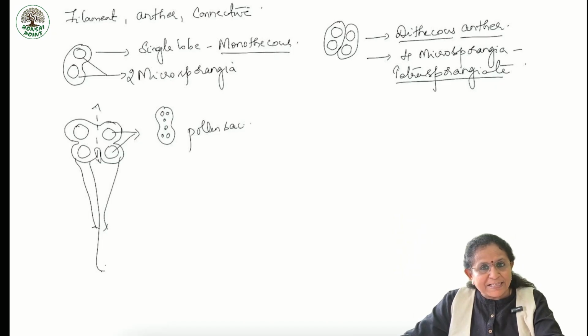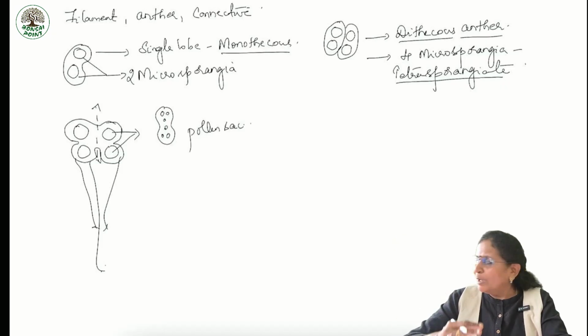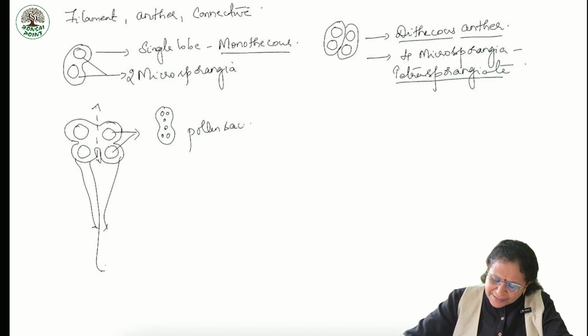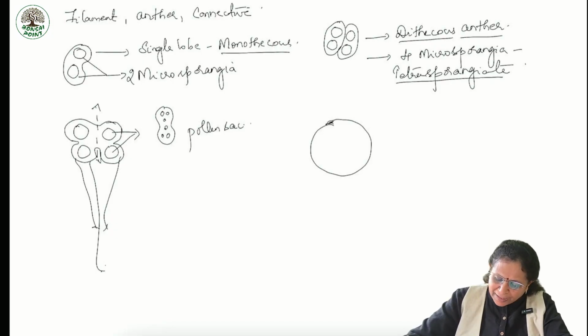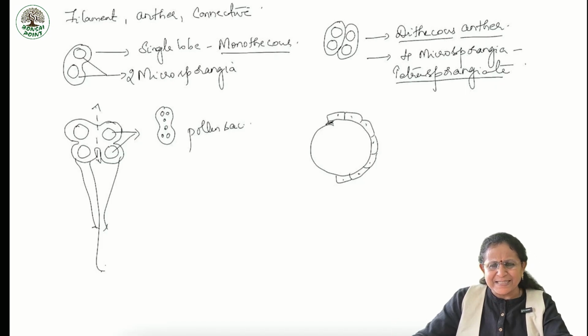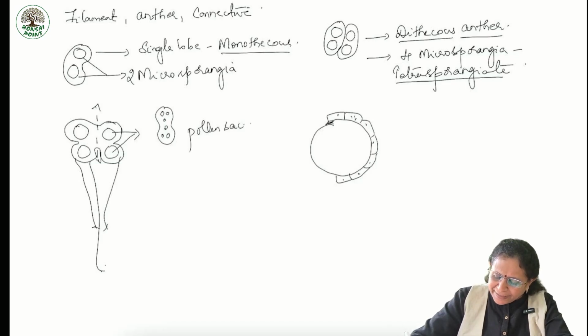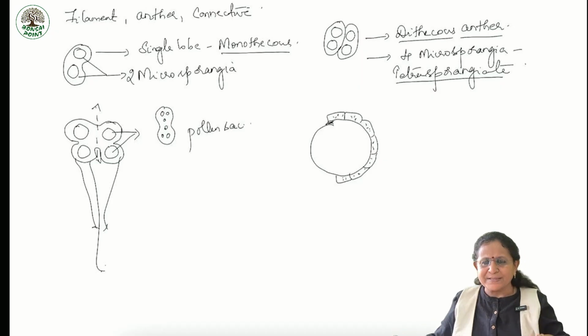Each microsporangium, singular is microsporangium, plural is microsporangia. Each microsporangium is a circular bag-like structure covered by 4 walls. The innermost wall is said to be tapetum. It is rich in cytoplasm, or I can say it possesses dense cytoplasm and multinuclei. So it is multinucleated with dense cytoplasm.